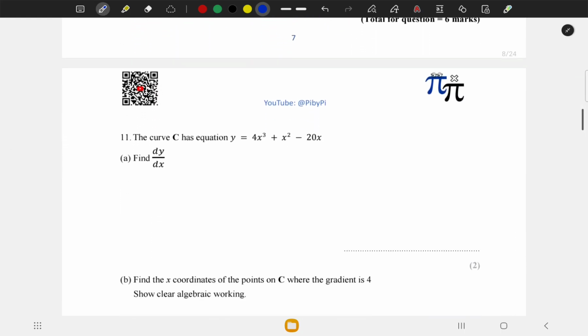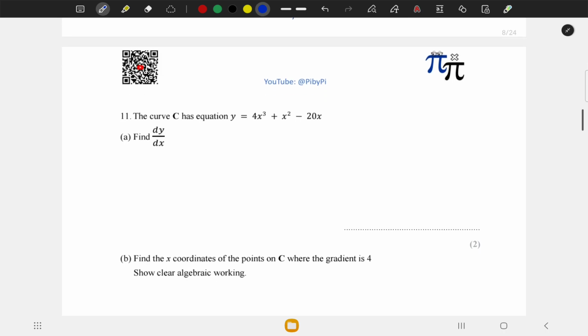Okay, moving on to the next question. The curve C has an equation y equals 4x cubed plus x squared minus 20x. Find dy over dx. They are asking us to differentiate this. Differentiating, very simple. You start by multiplying the power with the coefficient. So I'm going to start off by doing 4 multiplied by 3, giving me 12. And then x, after having multiplied the power and the coefficient, you subtract 1 from the power. And so it becomes power 2.